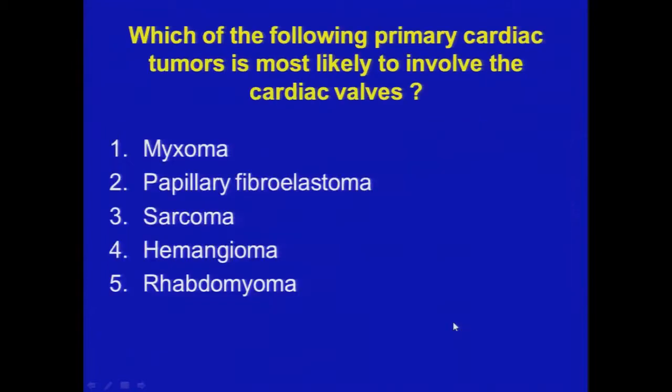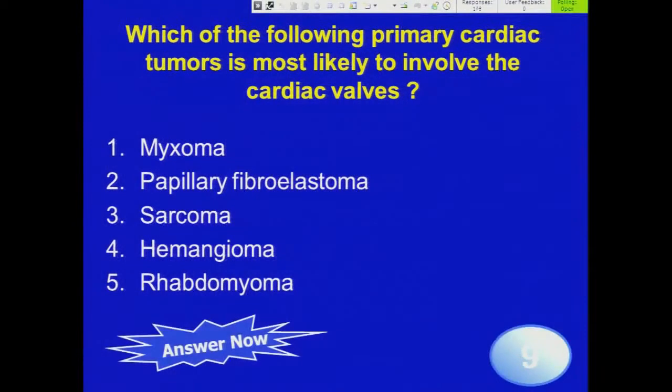So that brings us to our first response question. Which of the following primary tumors is most likely to involve the cardiac valves? Is it a myxoma, papillary fibroelastoma, sarcoma, hemangioma, or rhabdomyoma? Can we have up the responses? Go ahead and vote.